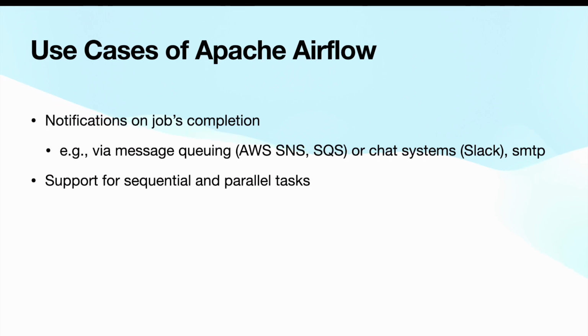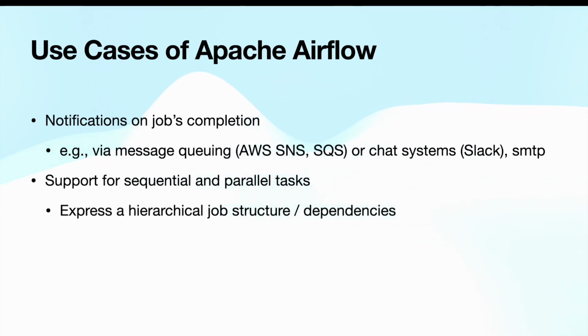Next, you have support for sequential and parallel tasks. All the tasks you specify can be executed either sequentially or in parallel if needed. And this also allows us to express a hierarchical job structure with dependencies. So you can specify task execution and dependent task execution, which is pretty cool.